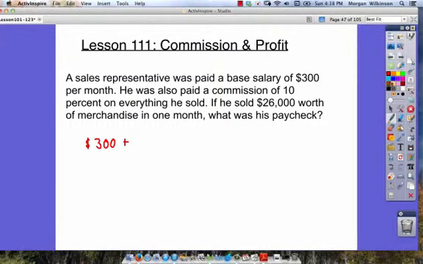So if he sold $26,000, we need to figure out what 10% of $26,000 is. Now in order to do that, we need to multiply. And 10% we know is 0.1. Well, 1 times 0 three times is 3 zeros, and 1 times 26 is 26. The decimal point needs to move over once, so it needs to come back in once. So you can see it's 2,600. So the amount we're going to add to 300 is 2,600.